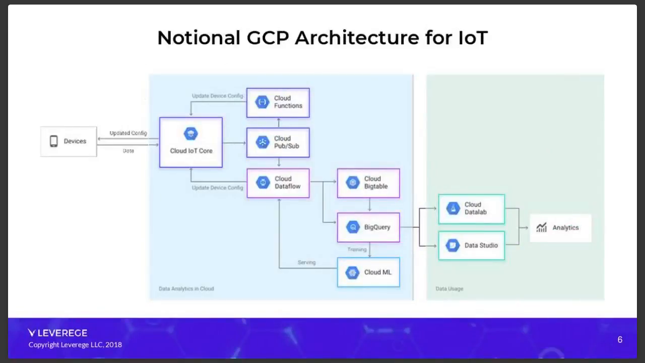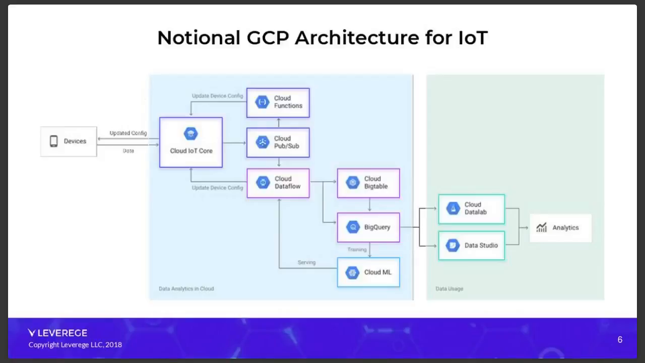So what you see on the screen is taken from the Google Cloud Platform website. This is a notional architecture that Google has put together for a typical IoT deployment. Over on the very left, you should see devices. These devices could be one device, several devices together, or even from a different connectivity provider.